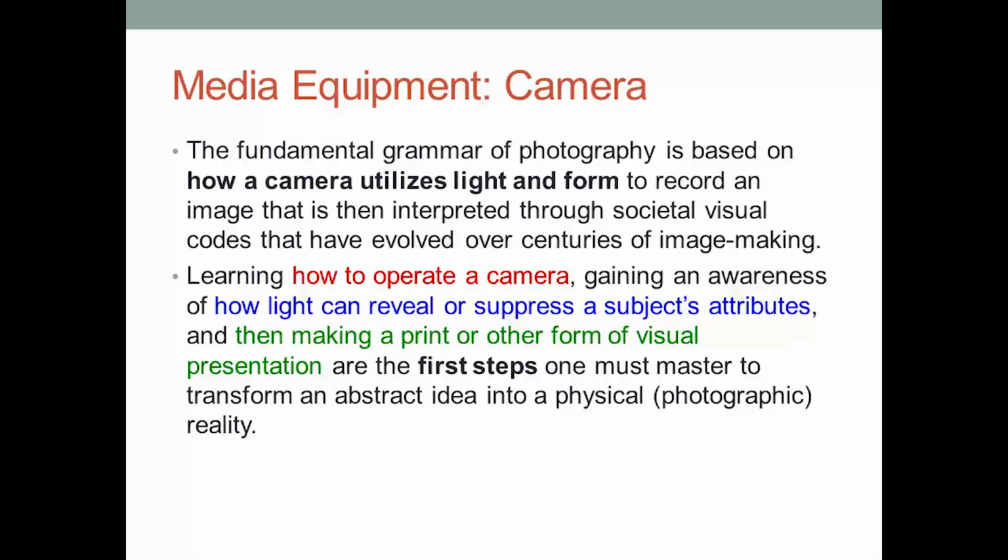The fundamental grammar of photography is based on how a camera utilizes light and form to record an image that is then interpreted through societal visual codes that have evolved over centuries of image making. Learning how to operate a camera, gaining an awareness of how light can reveal or suppress a subject's attributes, and then making a print or other form of visual presentation are the first steps one must master to transform an abstract idea into a physical, photographic reality.